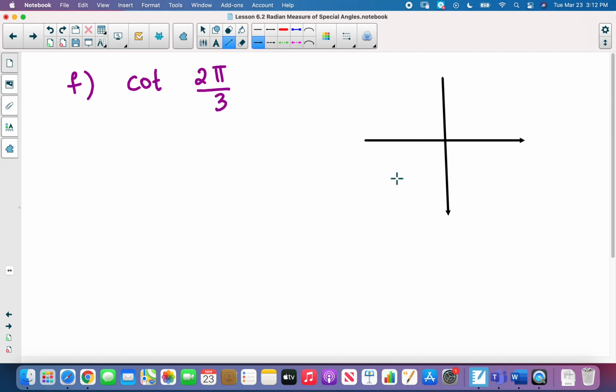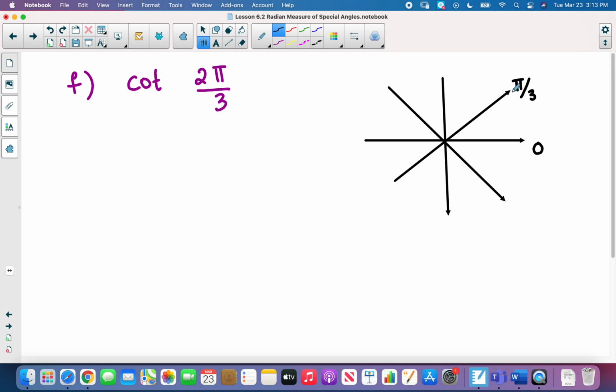Pi over 3 is 180 divided by 3, which is 60. Okay, so that's my 0. This is my pi over 3. 60 plus 60 is 120. So 1 pi over 3, and then you add another 60, you end up with 2 pi over 3. So 2 pi over 3 is the angle between this initial arm and terminal arm here.